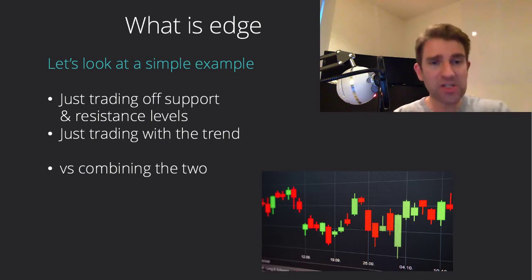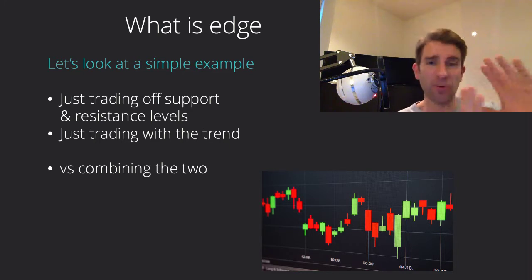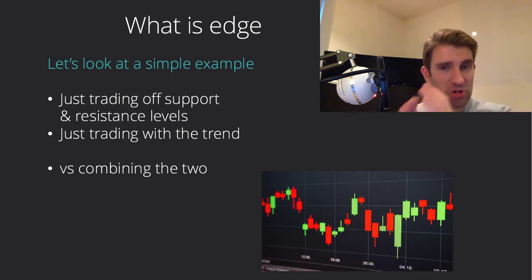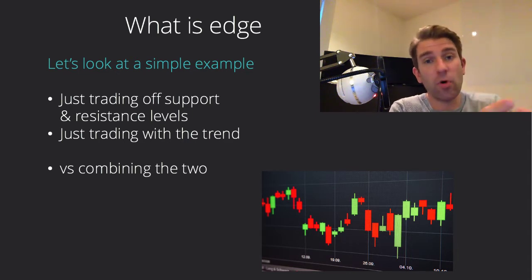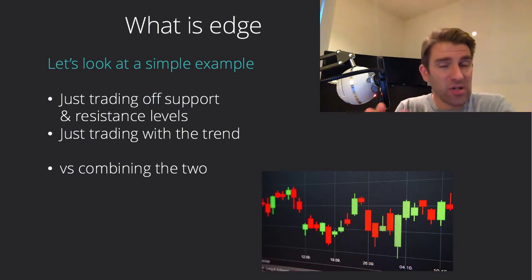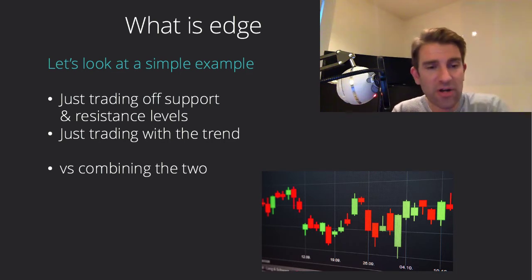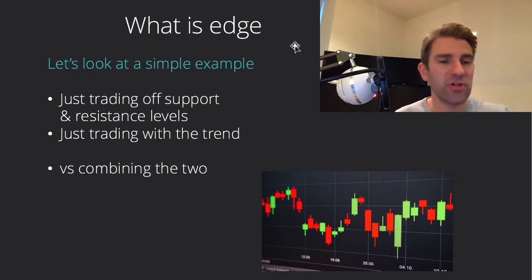I'm going to look at a very simple example. We're going to look at just trading off a support and resistance level, and just trading with a trend, and then we're going to combine the two. So we isolate each individual one, so we know we've got an edge on its own just trading with support and resistance. We know we've got an edge on its own trading with a trend, uptrend or downtrend. But if we combine the two, have we got more of a powerful edge? So let's have a look at that.